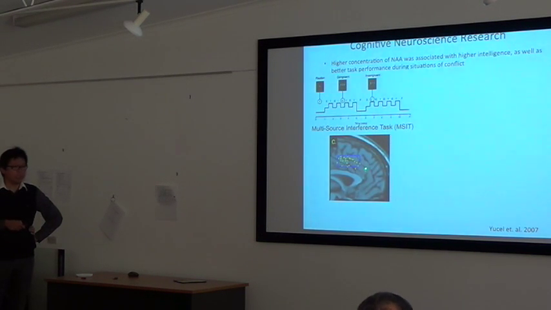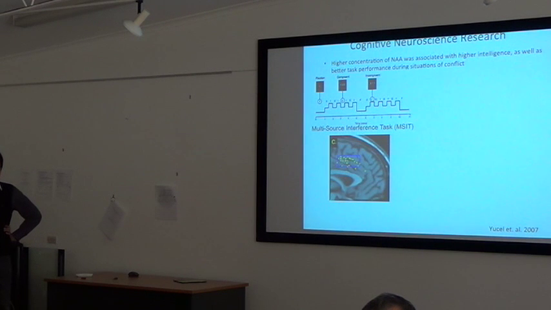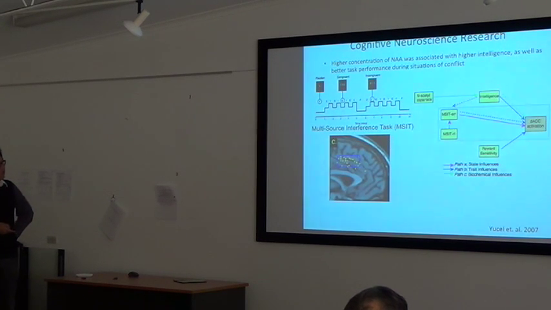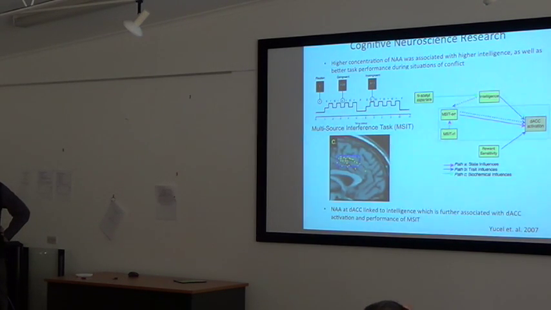And the blue box is the region of interest of spectroscopy where we put it in, and we can calculate the NAA of that region. By doing this structural equation modeling, we can find that the NAA at these regions and also the anterior cingulate regions is linked with intelligence, which is further associated with the activations of these regions as well as the performance of the task.